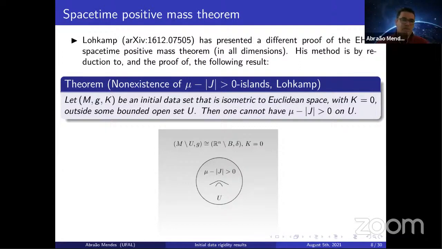So let (M, g, k) be an initial data set that is isometric to the Euclidean space with k equals 0 outside some bounded open set. So this is the general picture. So here is the outside of U, and we are assuming that k equals 0 outside U, and M is isometric to the Euclidean space outside U. Then one cannot have this inequality here on U. So that cannot happen. Sorry.